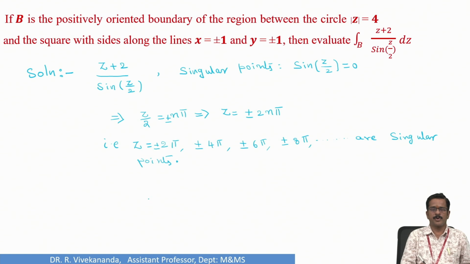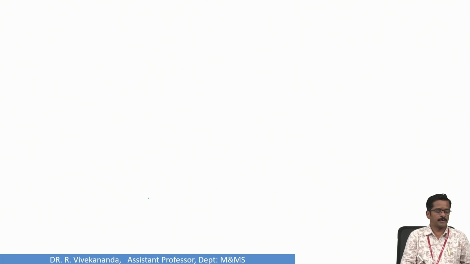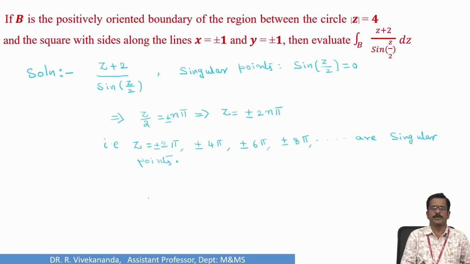Now these singular points lie inside the region. First we evaluated singular points. Now you try to go for evaluating, sketch the graph, sketch the region. Okay. Now, so what is the boundary region? Mod z equals to 4 and the square sides with x equals to plus or minus 1 and y equals to plus or minus 1.